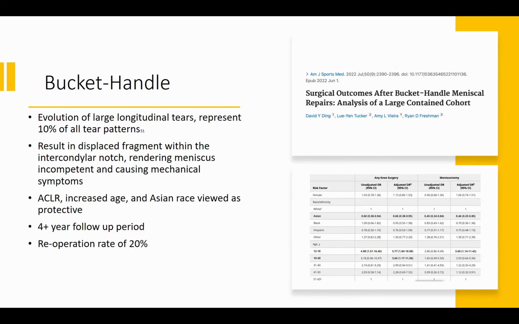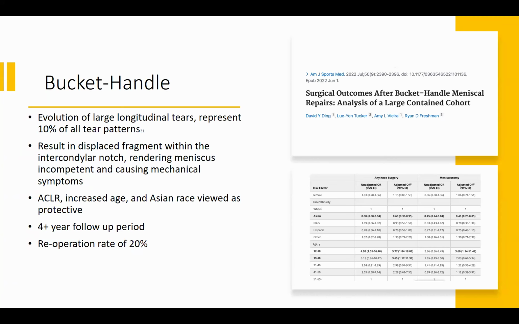Bucket handle tears are large longitudinal tears in which a large fragment displaces into the intercondylar notch, causing pain and mechanical symptoms, and thus hindering native meniscal function. They are ultimately an evolution of large longitudinal tears. Ding retrospectively reviewed 1,359 patients, a large cohort. This included all comers aged 12 to 65 who underwent repair for bucket handle injuries. They reported on factors influencing failure and the serious reoperation rate during the average 50-month follow-up period.